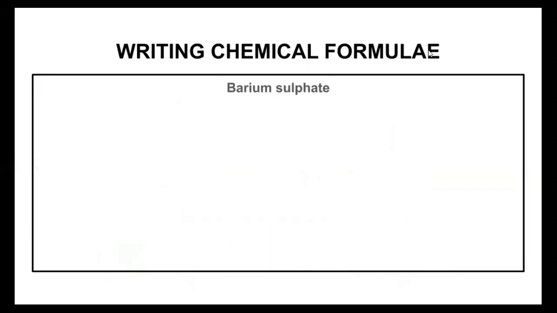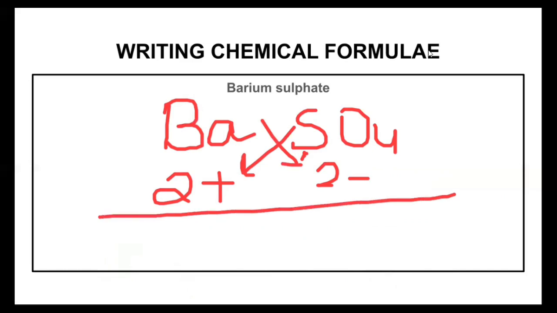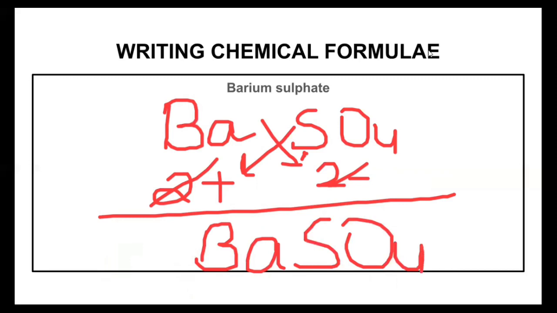Barium sulfate. Barium Ba2 plus, sulfate SO4 2 minus. Crisscross. Now here what happens? Both the valencies are similar, 2 plus and 2 minus. So they will be cancelled. And thus the formula will become BaSO4.